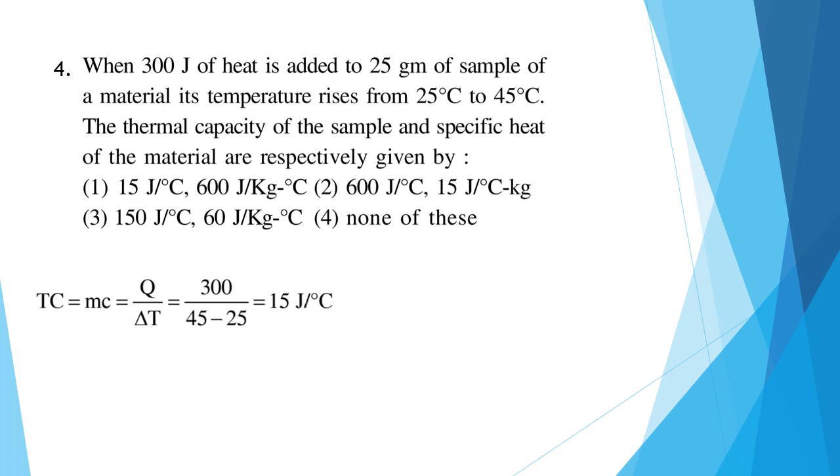Now we know that thermal capacity is equal to mc. We can also write it as Q by delta T. So it is equal to 300 divided by 45 minus 25, that is the delta T here. So we get 15 joules per Celsius. Now as we have the thermal capacity, we can find specific heat because specific heat is thermal capacity mc divided by m. Now we have mc, we have to divide it by the given mass. As we know mass is 25 grams, when we divide it we get 600 joules per kg. So the correct answer here will be option 1.